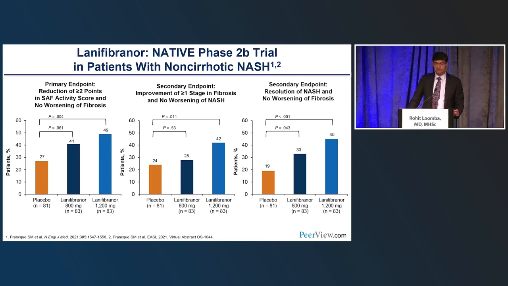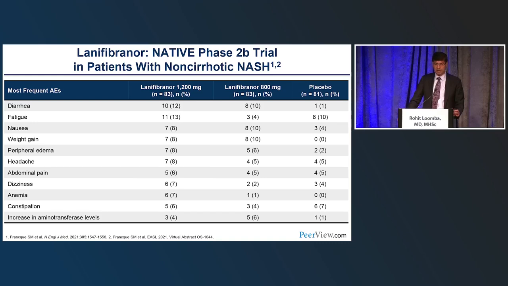versus placebo. Secondary endpoint of one-stage improvement in fibrosis in the middle, 42% on the 1,200 milligram versus 24% on placebo. And to the right, NASH resolution, which had a dose-dependent response, and both the doses had a significant improvement compared to placebo. This is also in phase 3 program now. These are the side effects associated with lanifibranor. Again, some GI side effects and weight gain, as we previously discussed.